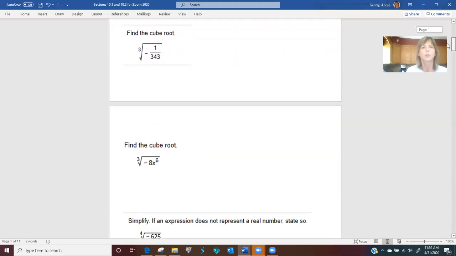So find the cube root. And yes, we decided to mainly focus on square roots, but some of these are not terrible, so I wanted to go ahead and keep them in the lesson and cover them. Find the cube root.